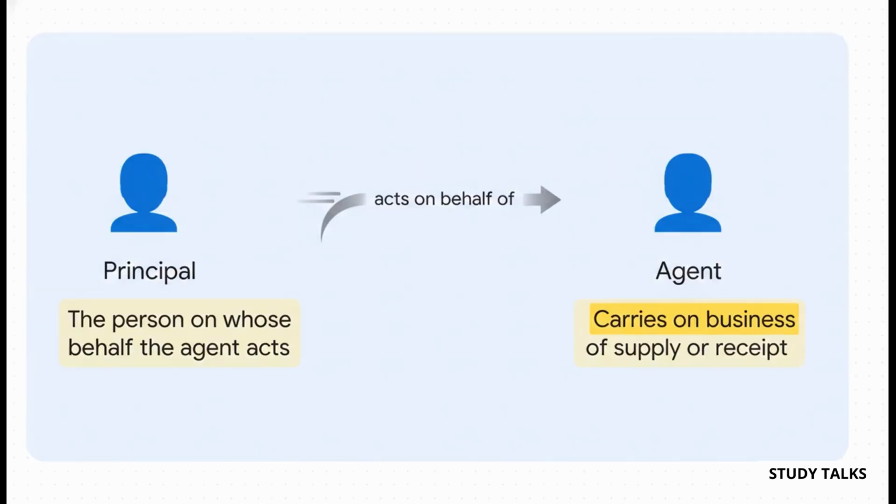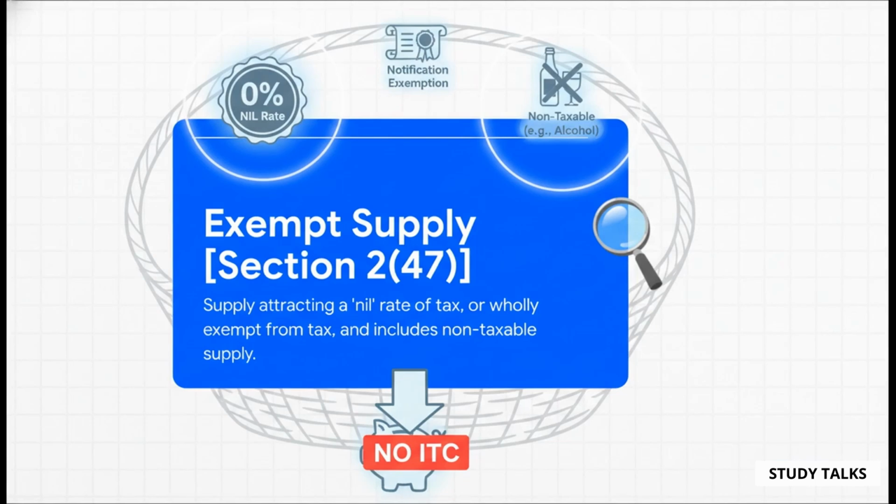You'll also see the terms agent and principal. It's a straightforward relationship. The agent is the one doing business, like supplying or receiving goods, on behalf of someone else, and that someone else is the principal. Just keep this in the back of your mind, because it becomes really important for some specific ITC rules later on.